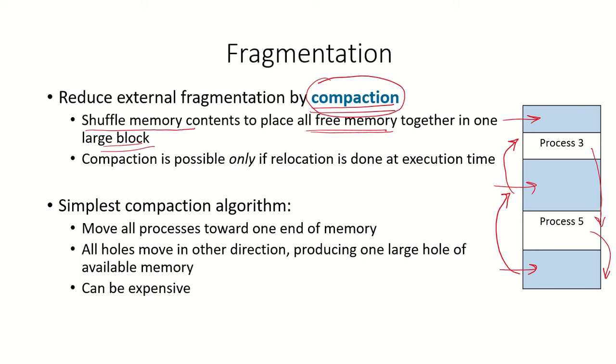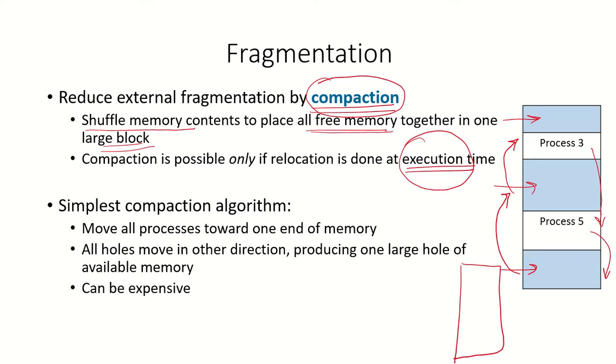Now this compaction is possible only if the logical to physical address mapping is done at execution time. If that mapping has been done at compile time or load time, then the physical address is fixed, and then this compaction and shuffling of memory cannot be done. But if it is being allocated dynamically at execution time, then this compaction is possible. So this compaction will reduce fragmentation because it will merge all the holes together and form one large hole.